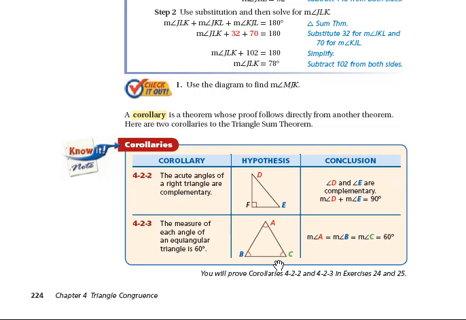Another corollary here is the measure of each angle of an equiangular triangle is 60 degrees. Remember, in an equiangular triangle, all three angles are the same measure. Because they have to equal 180, 180 divided by 3 gives us 60, so we know that each angle there is 60 degrees.